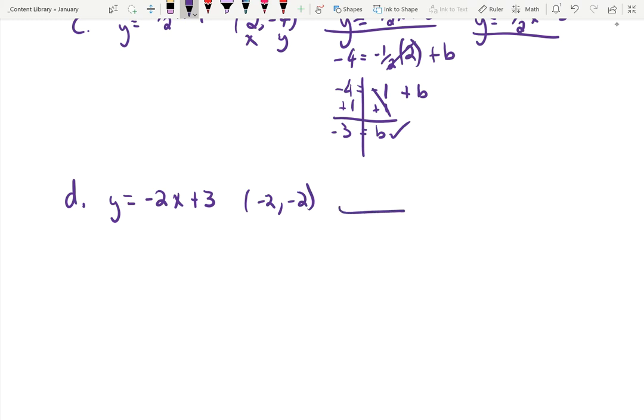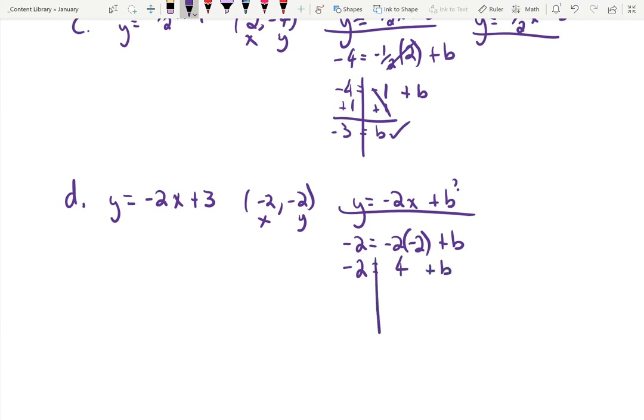Okay, so remember, our equation will have the same slope, so it'll still be -2x, but what is my y-intercept? That's the question. So I have this x, I have this y, we're going to plug those in. So -2 for the y, -2 for the x, lots of -2's here, and then solving for my y-intercept. So when I do the math, -2 equals... -2 times -2 is +4.